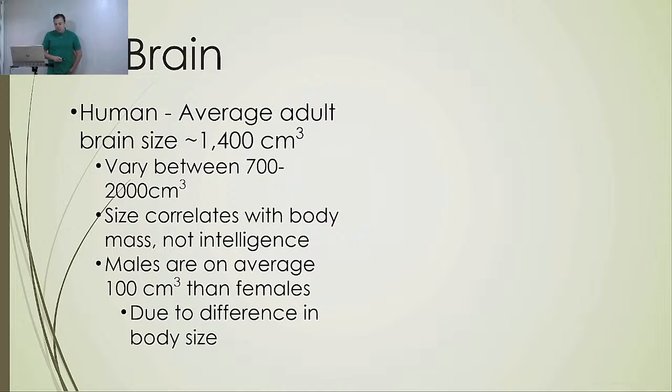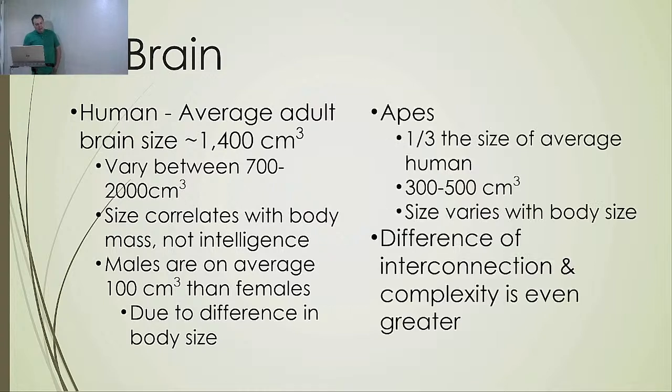Brain size. Now, the average human adult has a brain size of about 1,400 centimeters cubed. Don't need to know what that is in inches, just know that it's about that number. But it can vary. It can get as small as 700 to as large as 2,000 centimeters cubed. But this is simply because of body size. It does not have anything to do with intelligence. So the smaller you are, the smaller your brain. And that's why males in general have a larger brain, because we are larger. We need that extra space to deal with our larger body. It has nothing to do with intelligence.